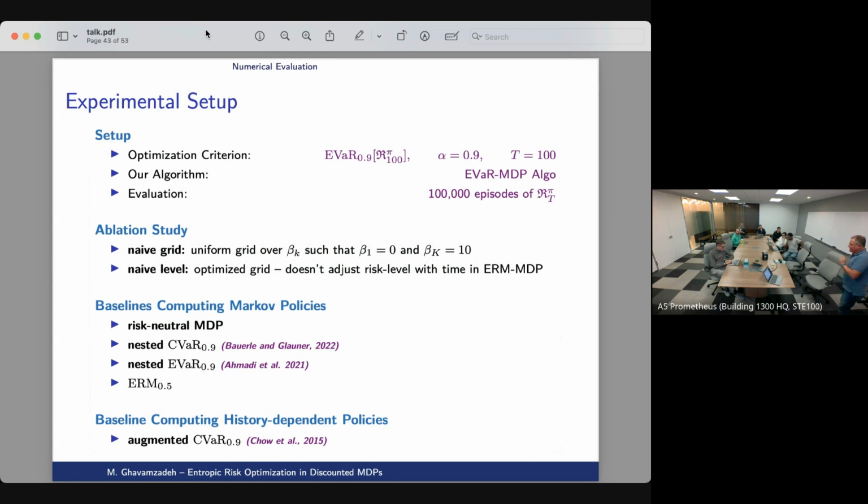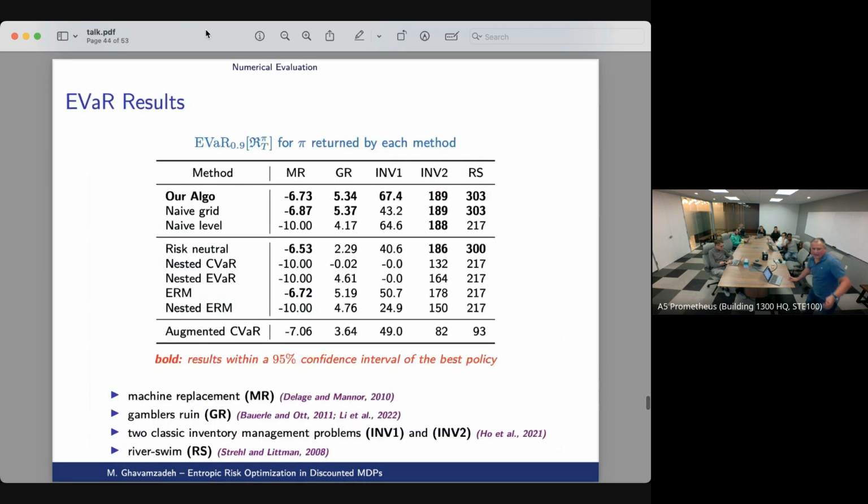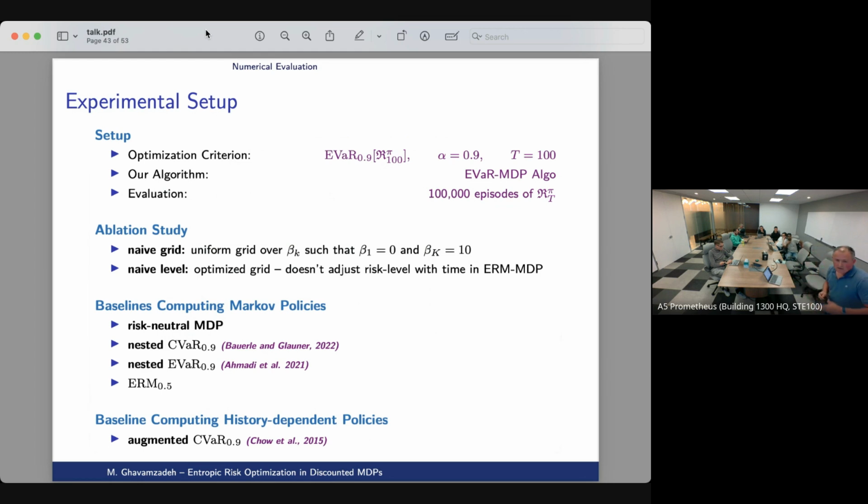We have two goals in our experiments. The first one is an ablation study. We made a couple of decisions, and we want to see whether these decisions were helpful or not. One of them is this grid. I gave you a recipe for the grid. If you remember from this theorem, I gave a recipe for the grid, and I managed to bound it. I just want to see whether this recipe, other than helping us to bound the result, has some practical implication, or if I just put a uniform grid, I'm going to get similar results.